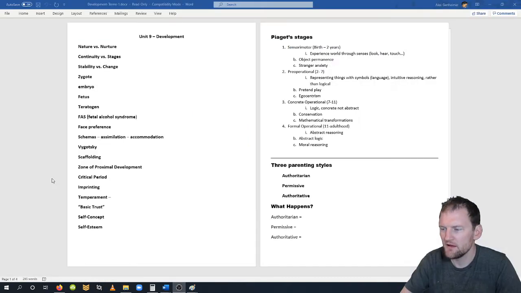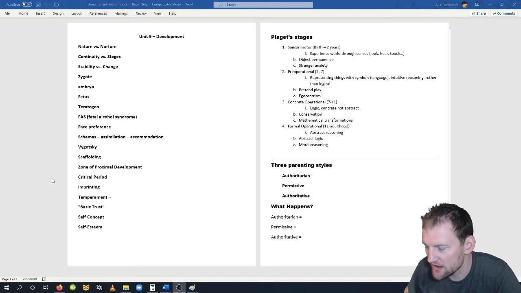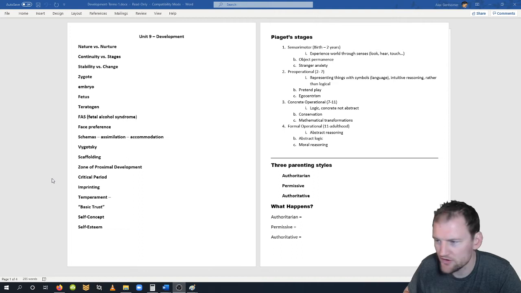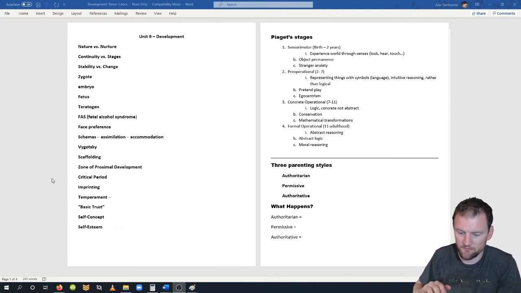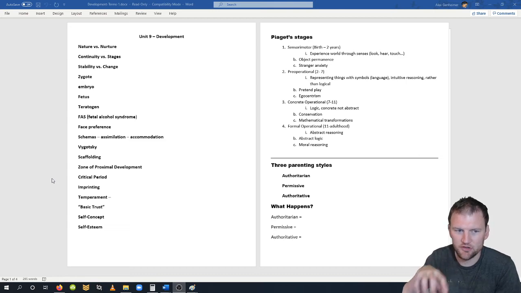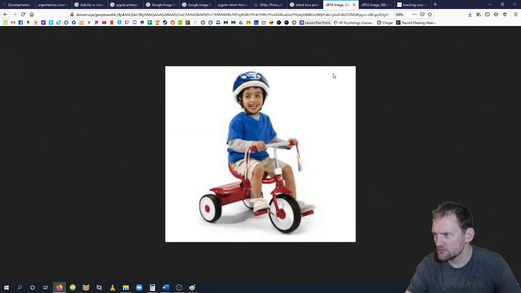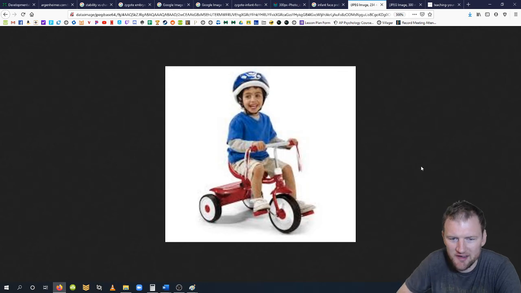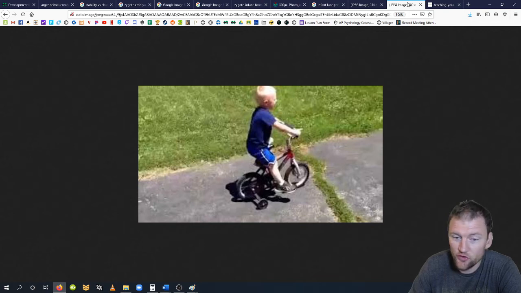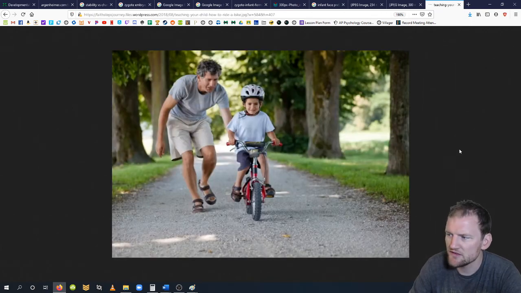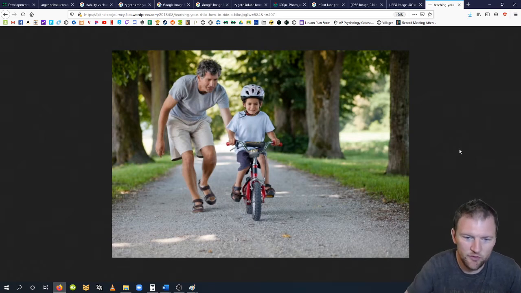The zone of proximal development is a term created by Vygotsky, who is a learning theorist. You can see his name up there on the terms. And it is basically the ideal difficulty level to learn a task. So the zone of proximal development for learning to ride a bike might begin with something like a tricycle and move on to training wheels, so a bicycle just with the added benefit of the training wheels, then move on to an actual two-wheel bicycle.